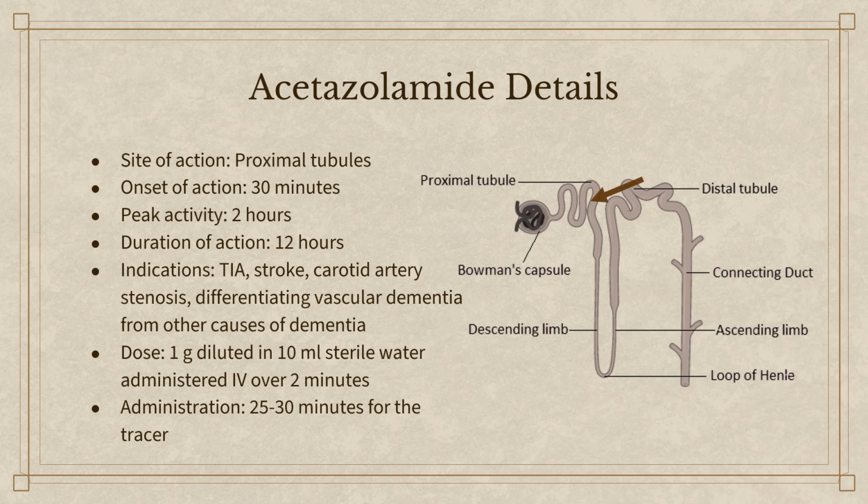The standard dose is 1 gram of acetazolamide diluted in 10 mLs of sterile water, which is administered by slow IV over 2 minutes. The administration is done 20 to 30 minutes before the administration of the tracer.